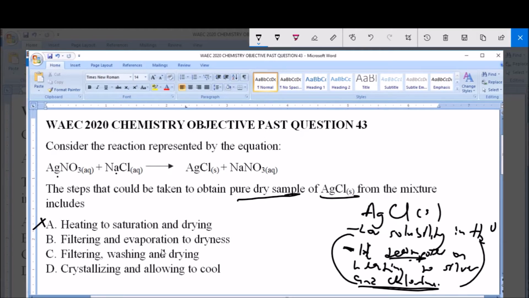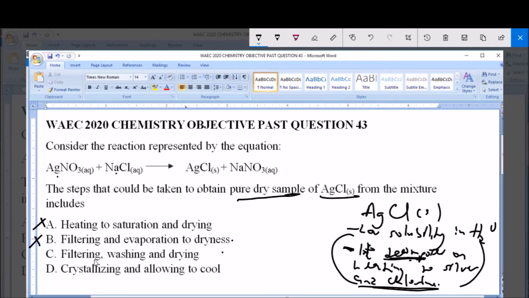Now, B, filtering and evaporation to dryness, is also not the answer, because evaporation to dryness will involve heating it to very high temperatures, and we have already said that it decomposes on heating, so you won't obtain a pure sample of it. So filtering and evaporation to dryness is not the answer.